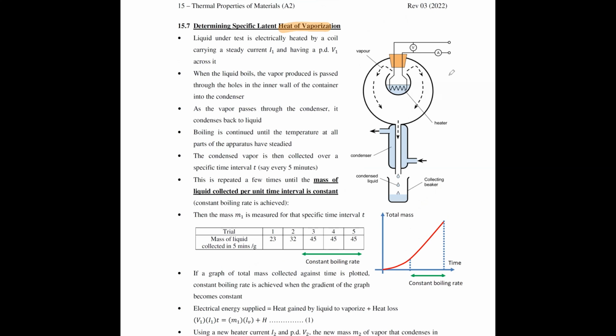You will first contain the liquid that you're trying to test inside some sort of gas flask. That gas flask actually has some holes in it. So what you will then do is heat up this liquid using an electrical immersion heater that is again connected to a voltmeter and an ammeter so that you can actually calculate the amount of heat energy that you supply to it. Okay, so you heat up that liquid, the liquid will boil, it becomes gas.